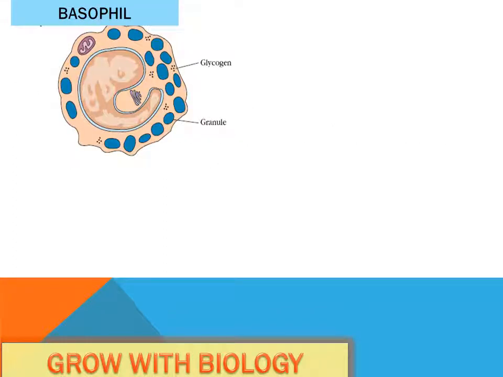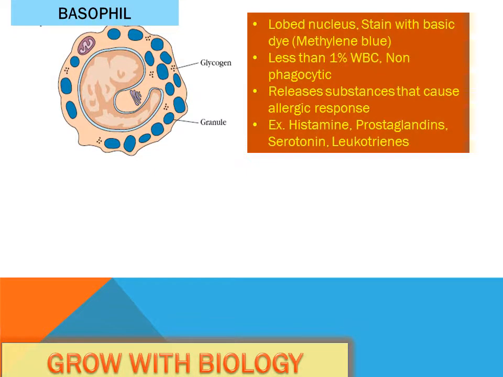First is basophil. Now this is the structure of basophil, where there is glycogen as well as it is filled with granules which will help in cell antigen antibody interactions and its degradation. If we look at the structure of the nucleus, it is a lobed structure. The name is basophil, so it stains with basic dye. Example is methylene blue. It comprises less than 1% and it is non-phagocytic.